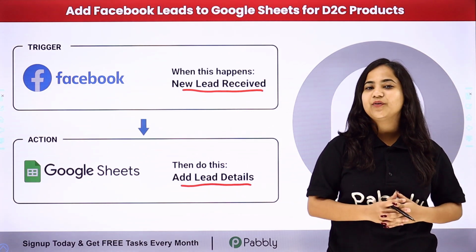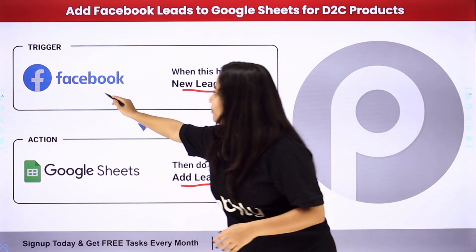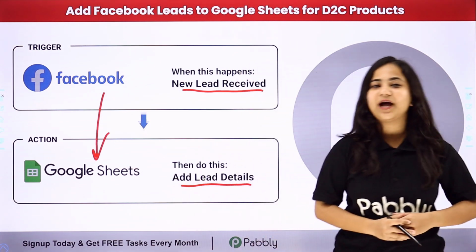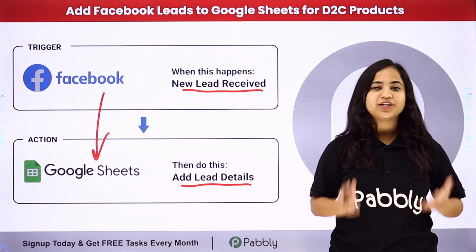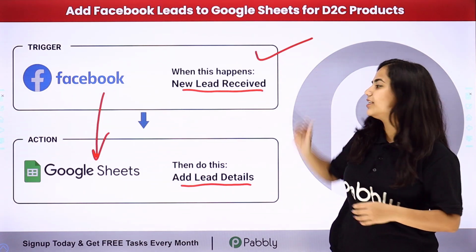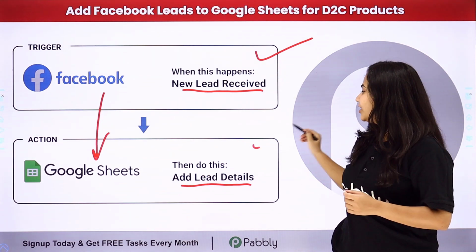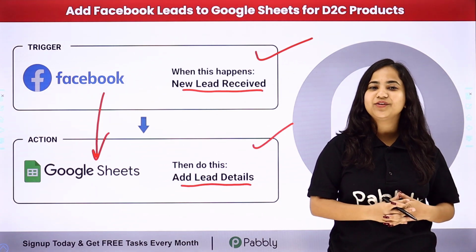For that, I'm simply going to create a connection between Facebook lead ads and Google Sheets. Pabbly Connect works on two principles. First is trigger and second is action. Here my trigger application is Facebook lead ads and my action application is Google Sheets. To learn how to do this, let me take you to my screen.